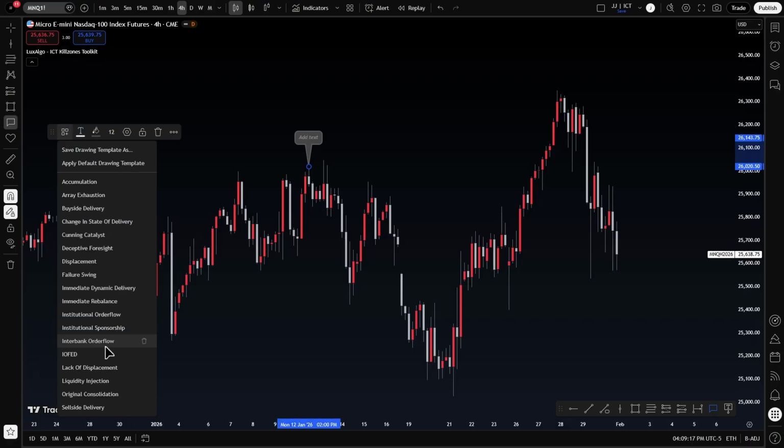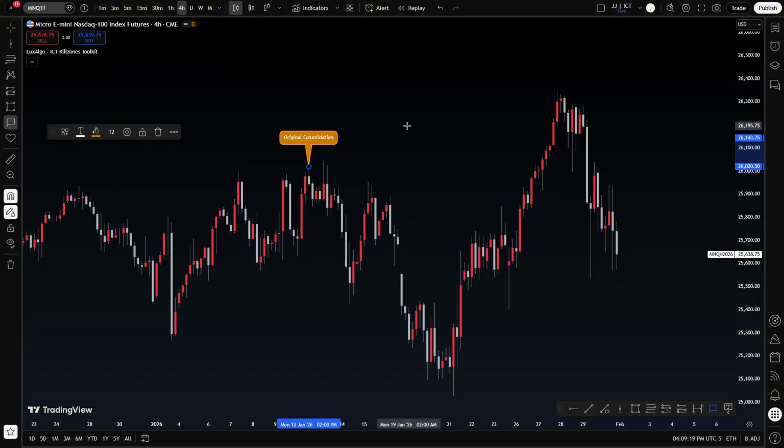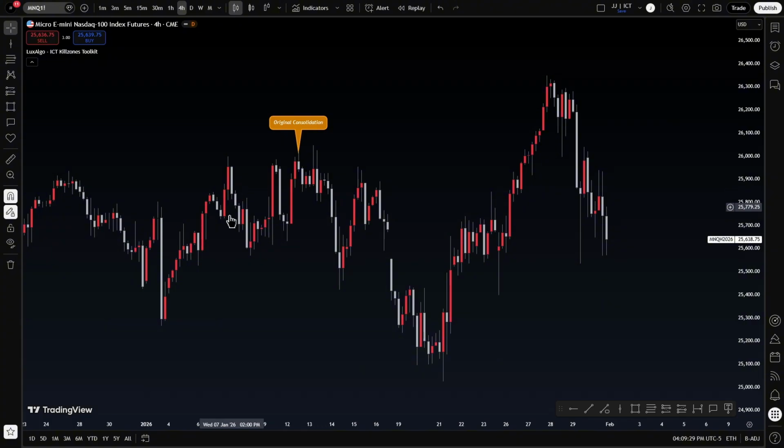There we go. I said there you go, but I didn't even find it. You remember how I said that? My brain moves faster than my body. I swear. I said there we go, but the original consolidation wasn't even on the chart. Let's not even worry about it. Anyway, we have the original consolidation there.